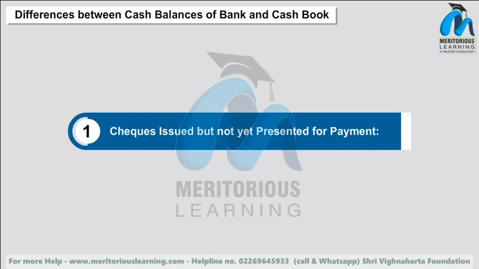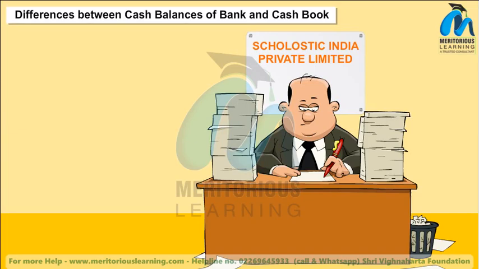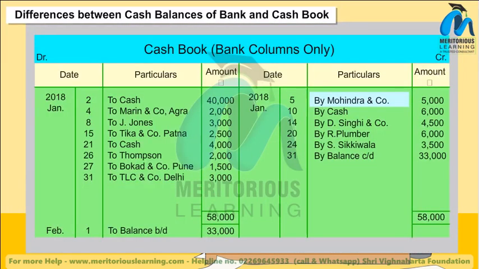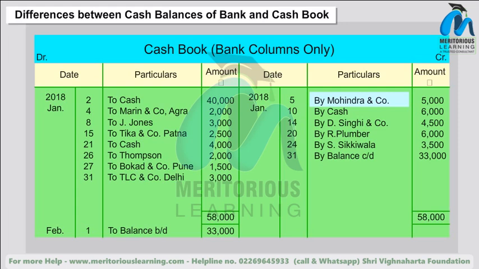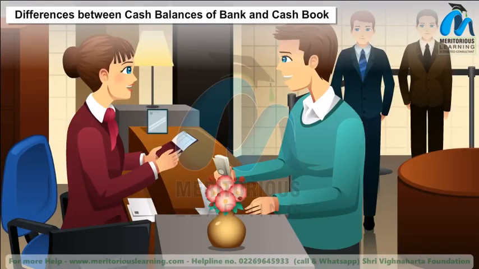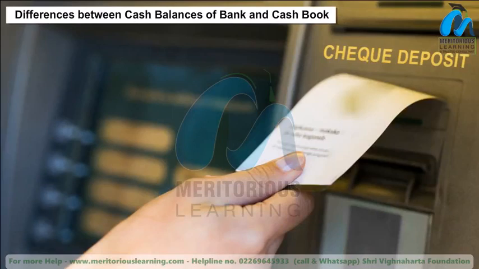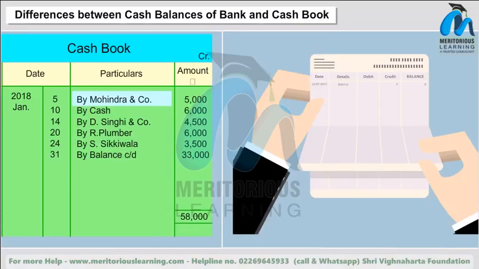1. Checks issued but not yet presented for payment. When the trader issues a check to a third party for payment, he records that amount on the credit side of the cash book in the bank column. But the record of this transaction will not be recorded by the bank in the customer's account till the third party, that is the holder of the check or draft, presents it for payment. Therefore, in the passbook, such transactions are not recorded and thus a difference is found in both the books.